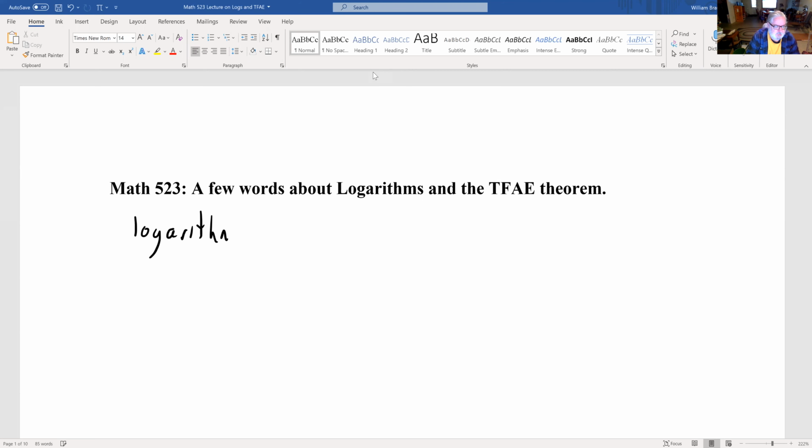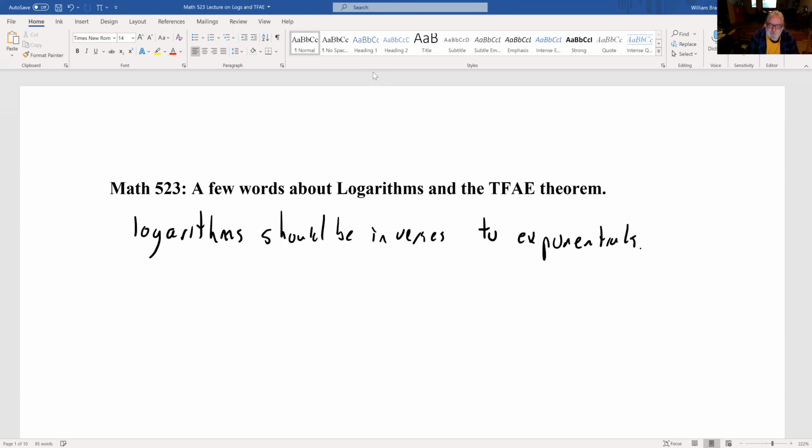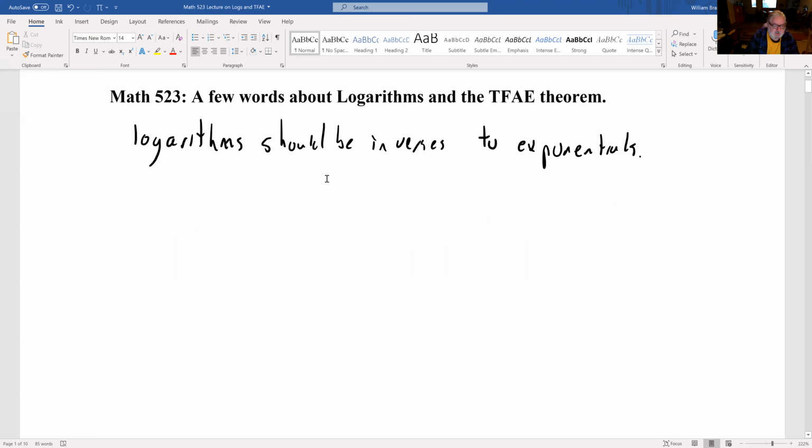Logarithms should be, if you remember your calculus, inverses to exponentials. Okay, so what do we mean by that? Well, we know some mapping properties of exponentials.